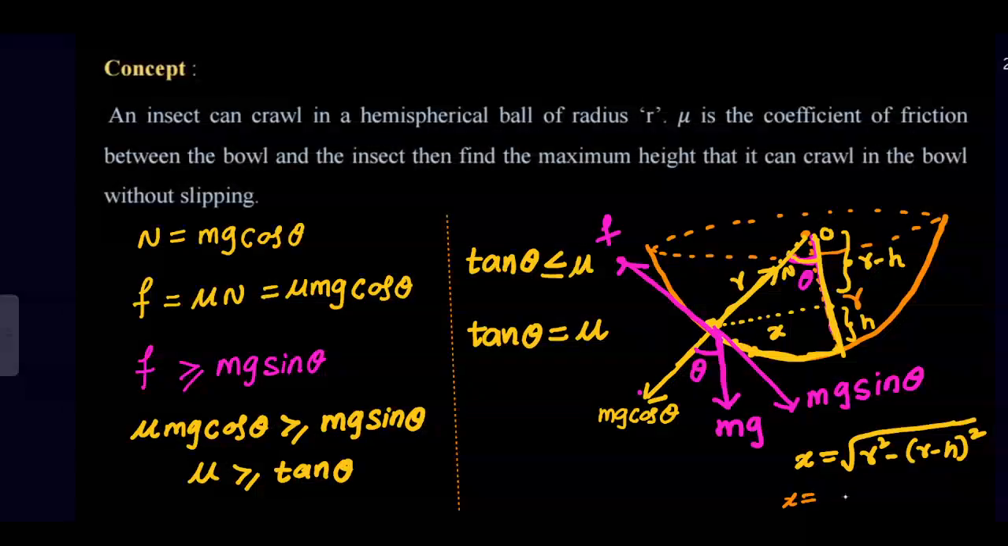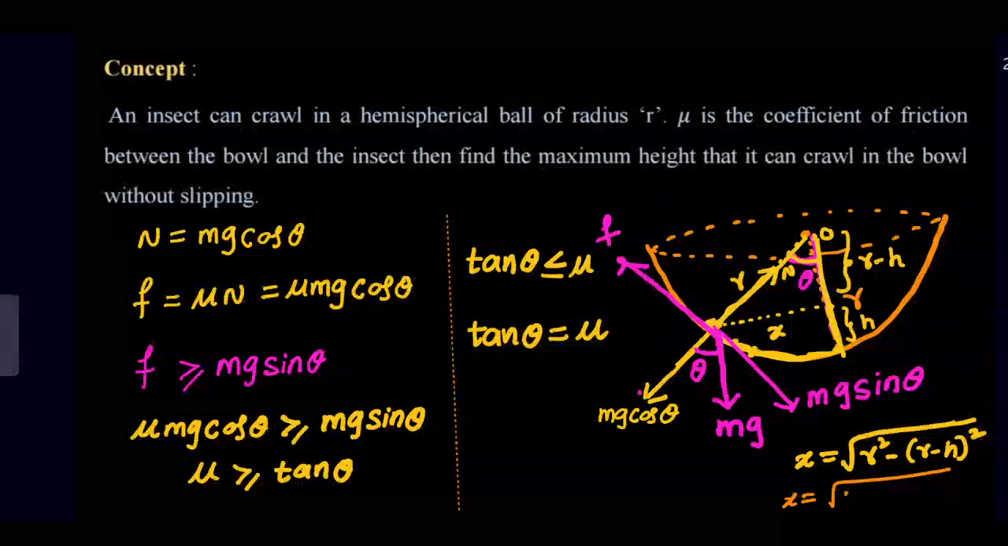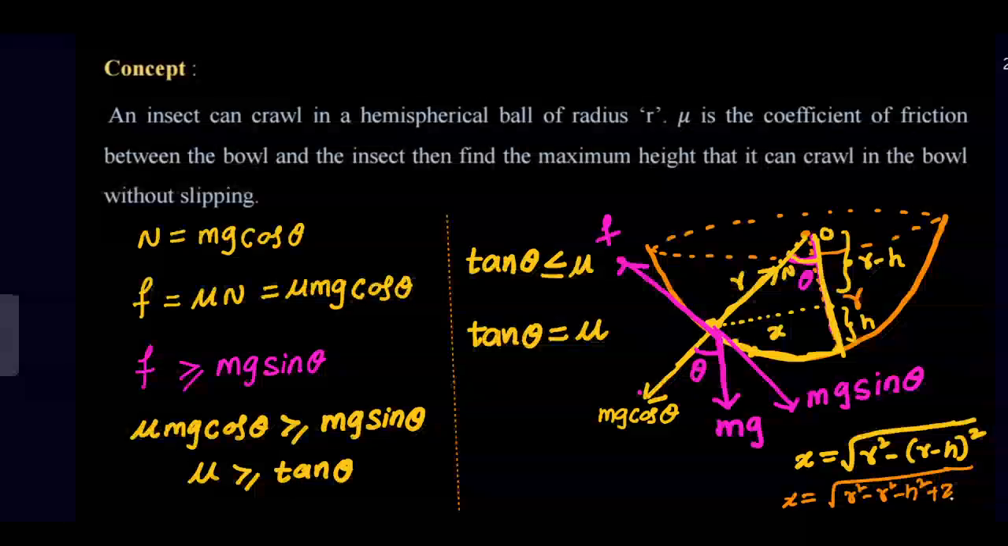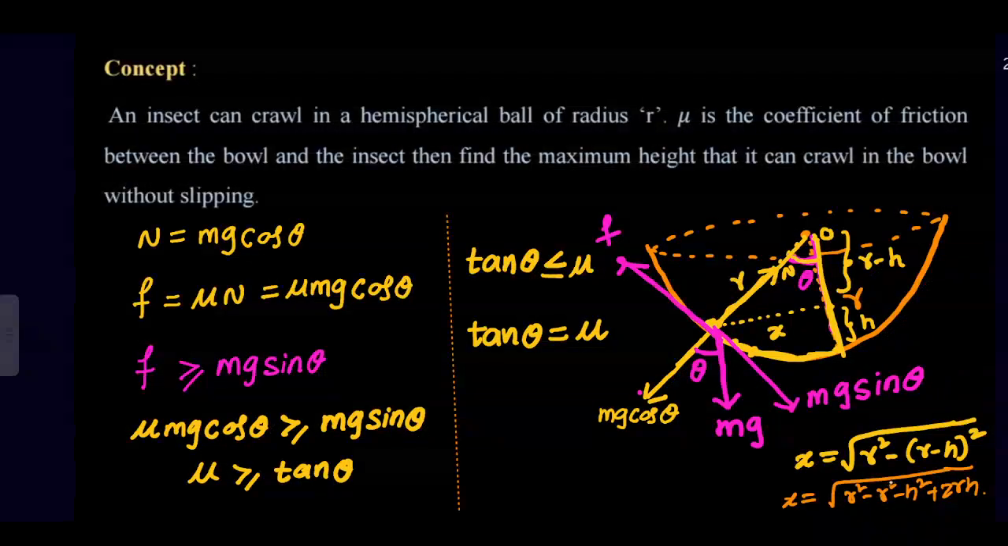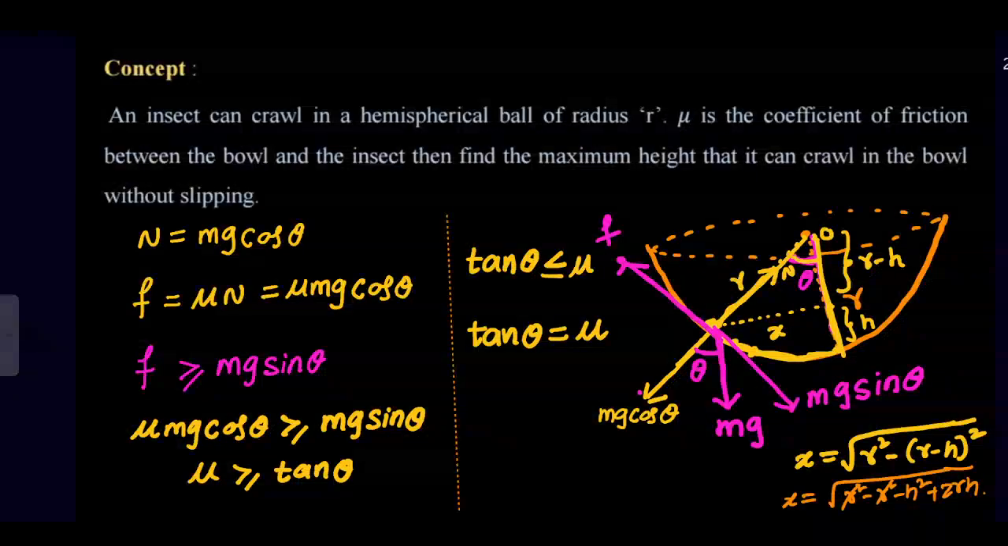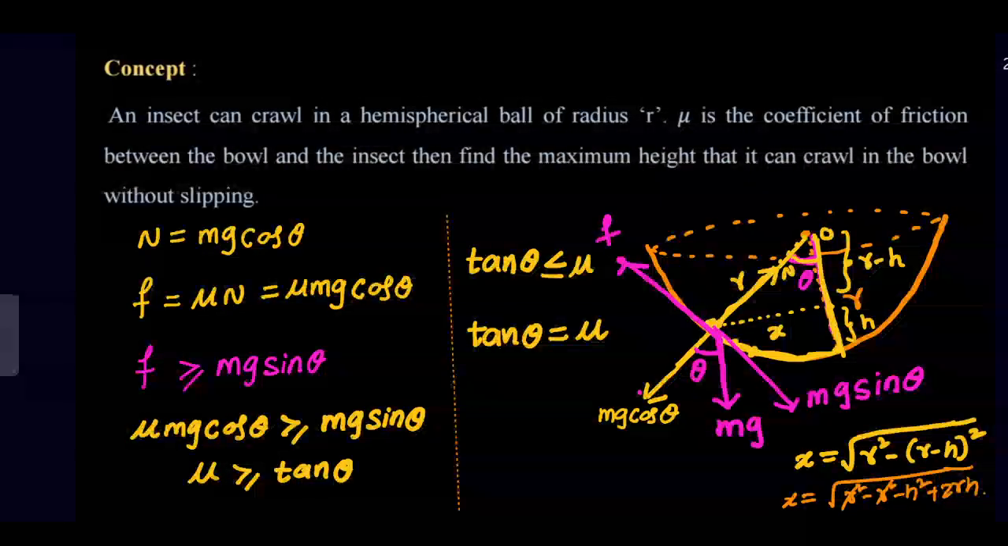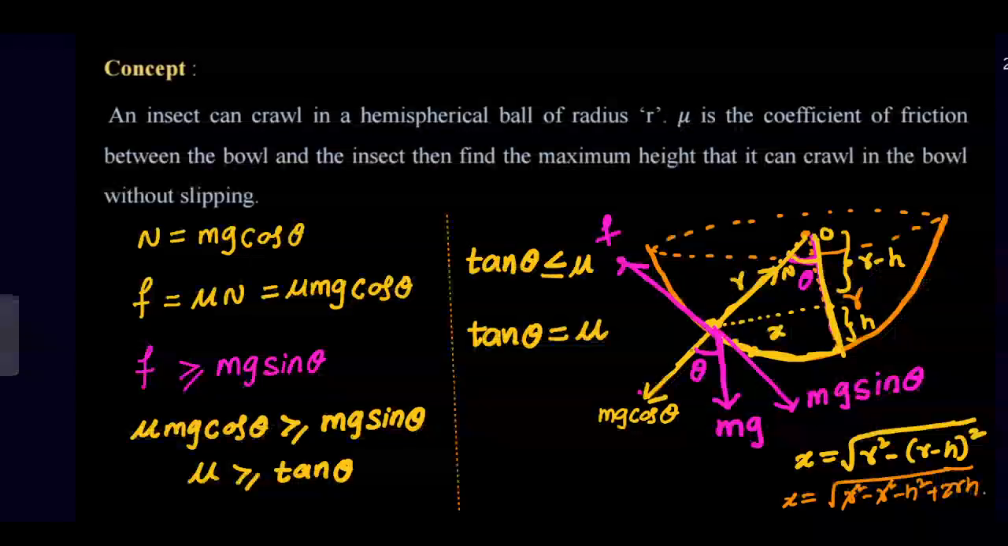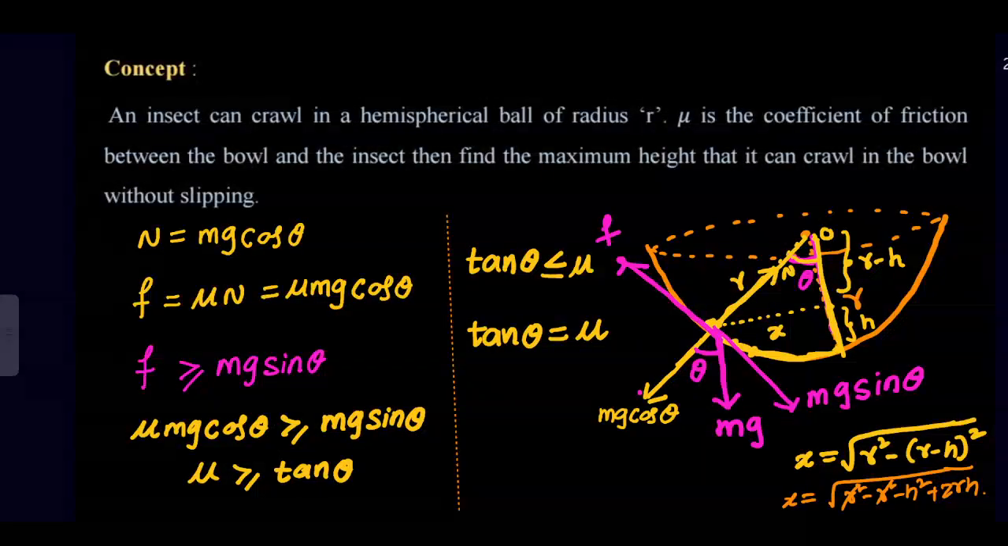So how much will this x value come? R square minus r square minus h square plus 2rh. So this r square will get cancelled. So the x value will be square root of 2rh minus h square. We'll keep it like this and simplify. From this, tan theta will come.